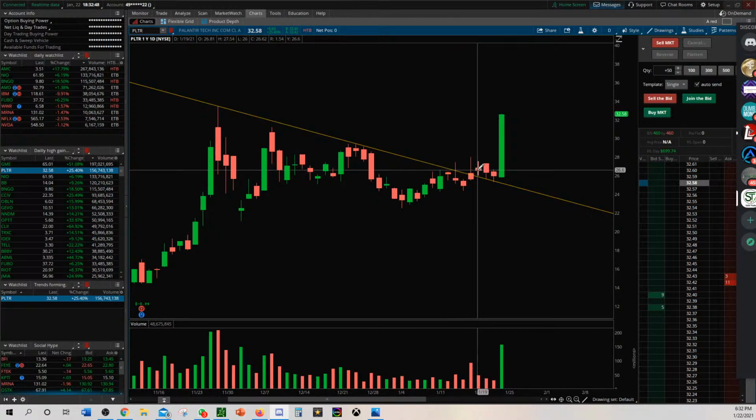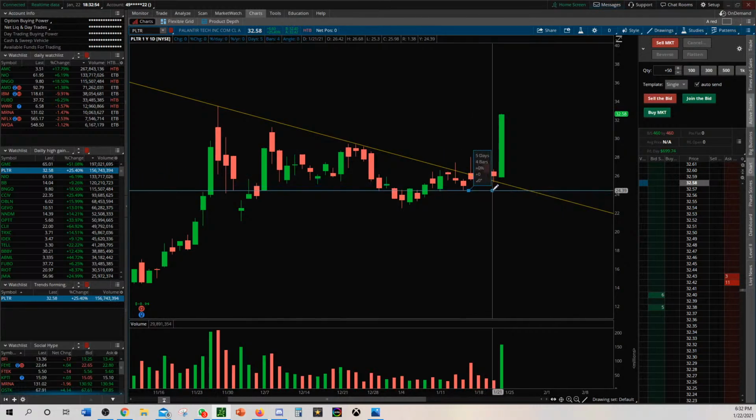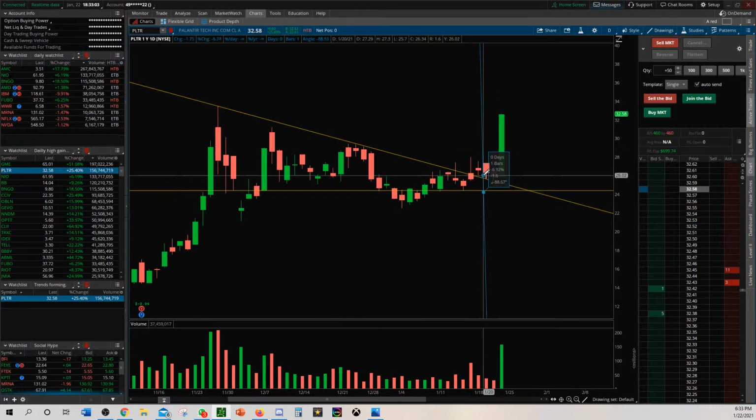So you want to enter somewhere here, and if the stock comes back down, you want to get stopped out. So let's say this is a good area to get stopped out. Because if it's going to come back down, it's going to break the support area. So I want to put my stop right here. So I simply go and find out from here to here what's my difference.